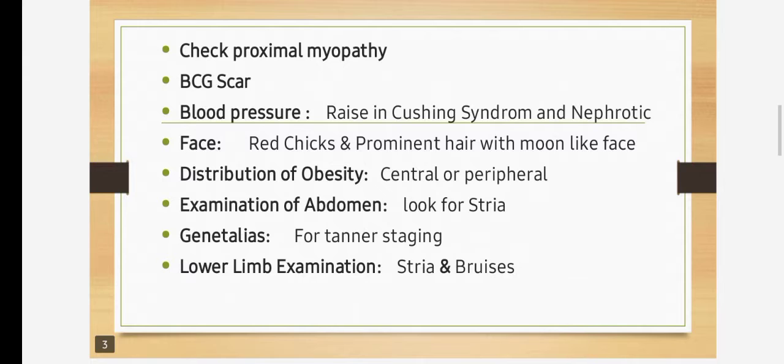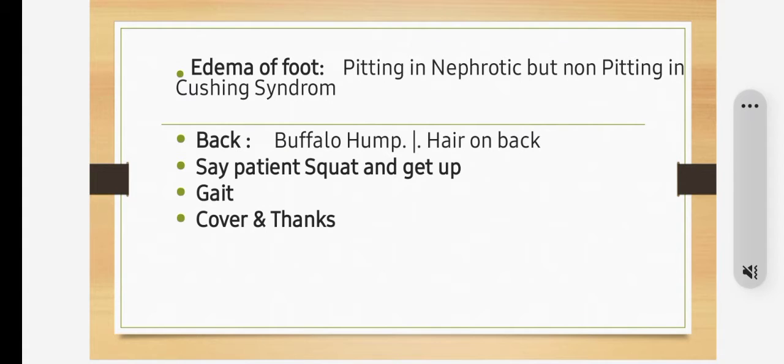Check lower limb, particularly check for the bruises over the lower limb. Pedal edema is positive in case of nephrotic syndrome while not in the case of Cushing syndrome. In the back, look for buffalo hump, non-pitting edema in Cushing, vice versa in nephrotic syndrome. Look for excessive hair growth, stria and scratch marks. Say patient to squat and get up for distal myopathy. Check gait, cover the patient and say thanks to the patient.